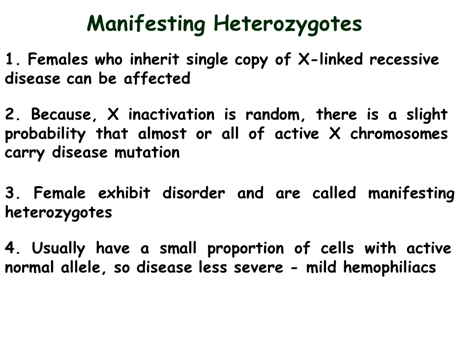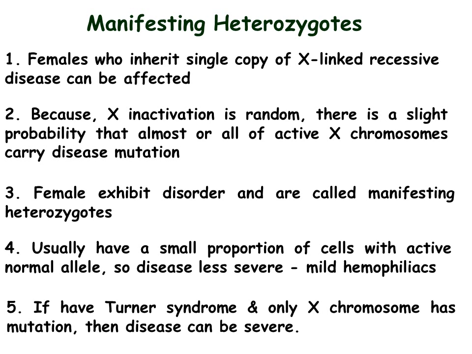Usually they have a small proportion of cells with active normal allele, so whatever the disease is, it's typically less severe. So if it's hemophilia, they would be mild hemophiliacs. However, if this is someone who has Turner syndrome, now Turner syndrome are females who have a single X, no Y, then of course the disease can be just as severe as in males because they only have the one X chromosome.